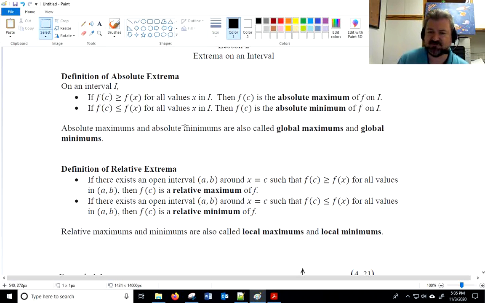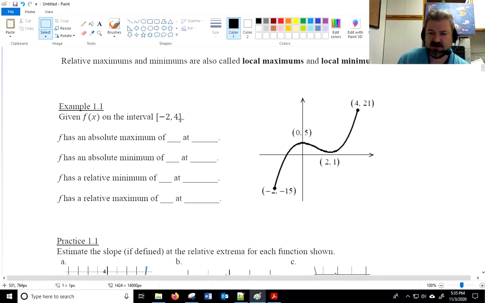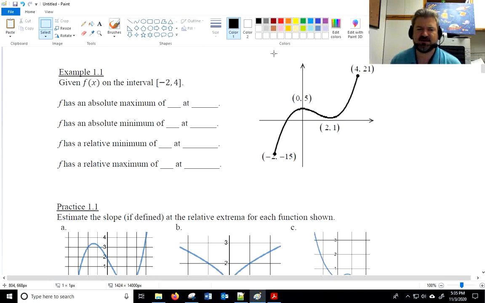I want to talk about absolute extrema first. Actually, let's go over some definitions. Let's put some pictures of this. So f of x on the interval from -2 to 4. f has an absolute maximum. Remember, an absolute maximum is actually the y value. What is the absolute max that we reach? Well, that's 21, okay? And where does it happen? You could say x equals 4 or the point (4, 21). The x value locates the maximum, but the maximum itself is the y value. It has an absolute minimum of -15 that occurs at x equals -2.